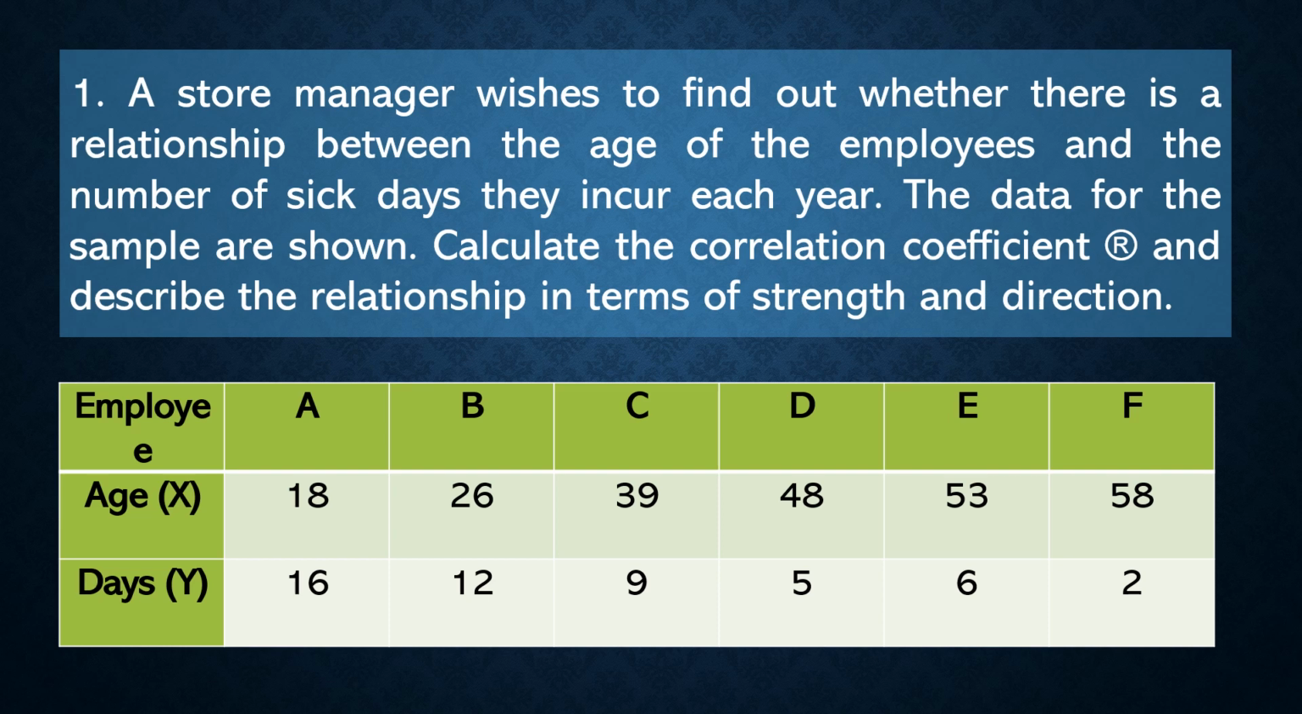So in this problem, we are finding the relationship between two variables. And what are those variables? First is the age, and that is a representation for x, or what they call the independent variable, while days is what they call y, or what they call our dependent variable. So in this problem, we are finding the relationship between age and days, where days represents the number of sick days that an employee incurs each year.